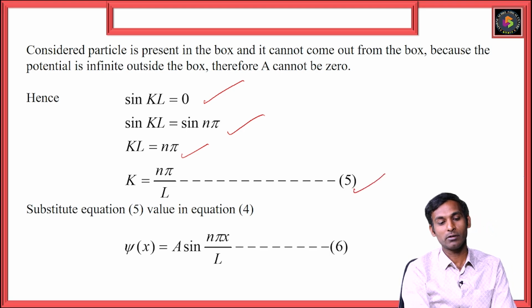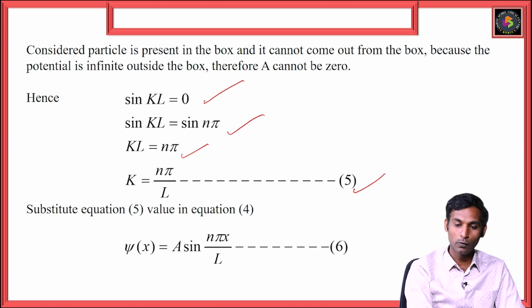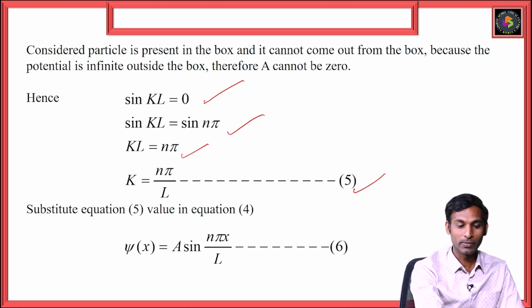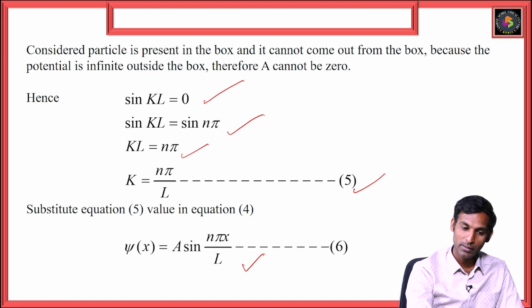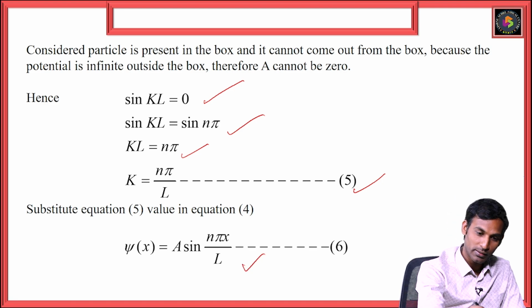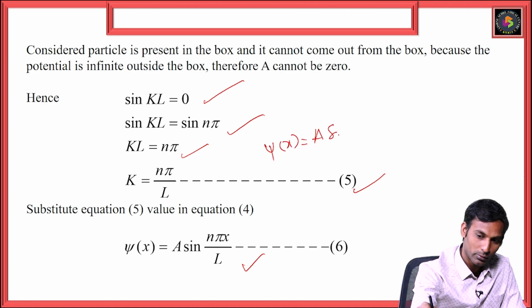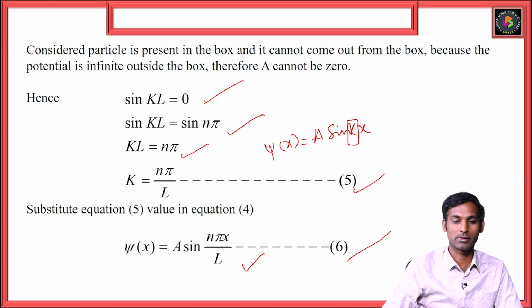Substitute the equation 5 value in equation number 4, and we will get psi of x is equal to a sin n pi x by L. Equation 6 is very important. Why? Because we are substituting in psi of x is equal to a into sin kx. What is our k value? The k value is n pi by L. Then only we will get equation number 6.